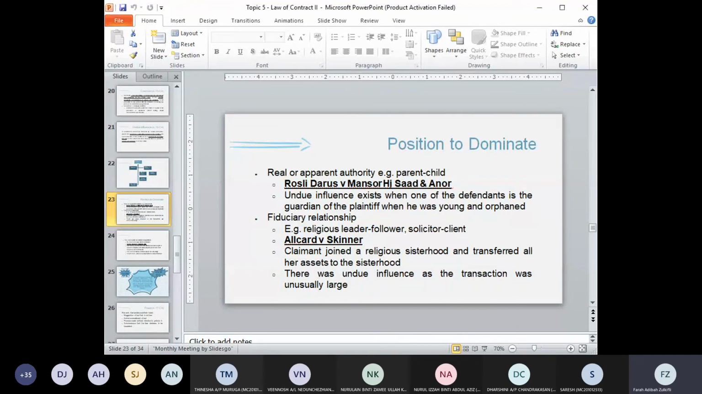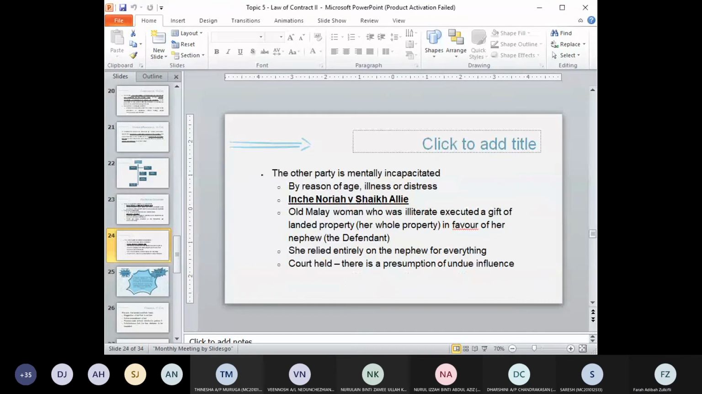Okay, so similarly, if the other party is mentally incapacitated, if the other party is someone who is mentally disabled. For example, if the other party is someone who is very old, or someone who is suffering from Alzheimer's, or someone who is very sick, or someone who is in danger, for example.